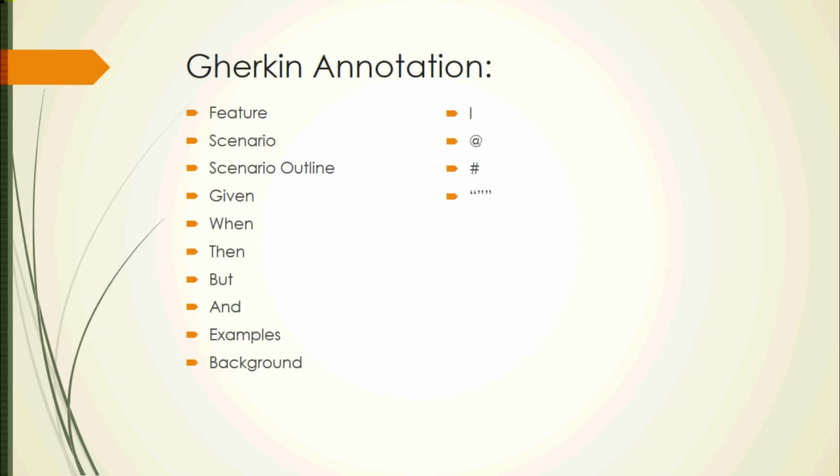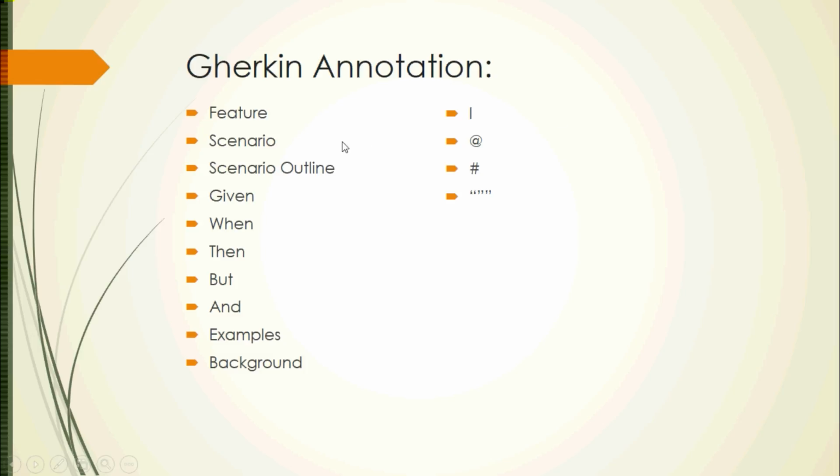So let me tell you what a feature is. The feature is the main business functionality that we are going to cover. Suppose, taking an example of a bank, payment is a functionality. Under the payment functionality, there can be several sub functionalities. So payment can be taken as a feature, the main feature.